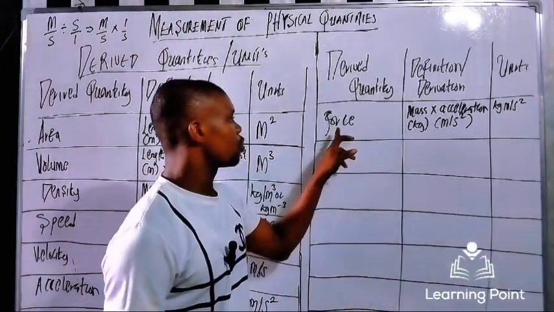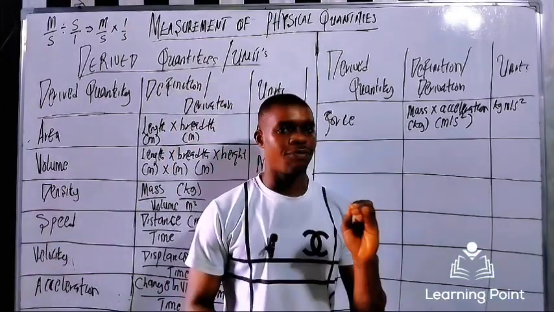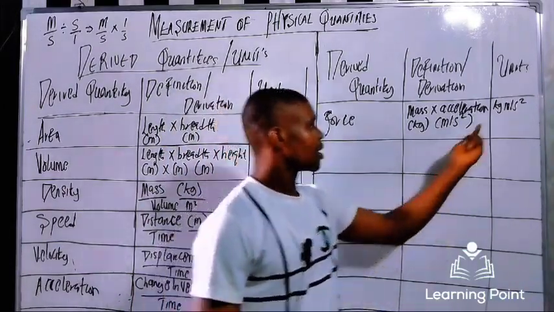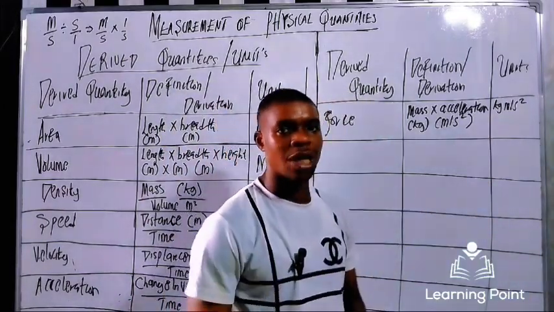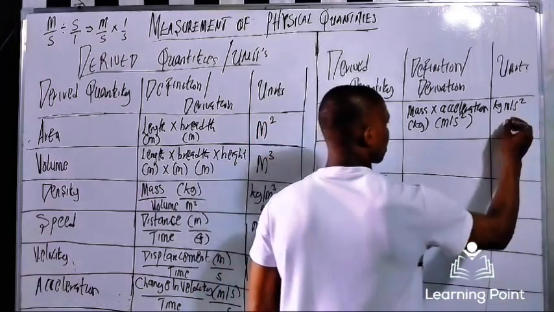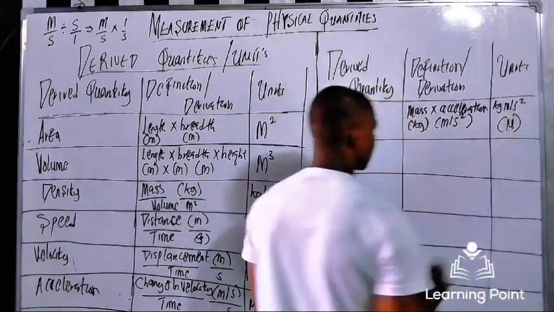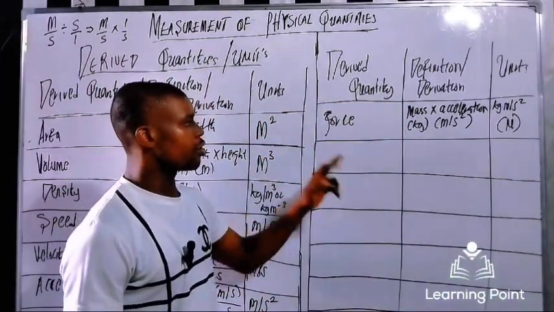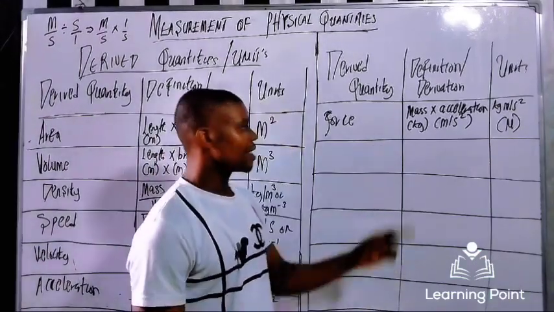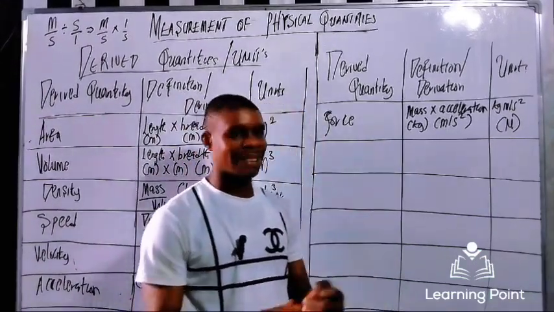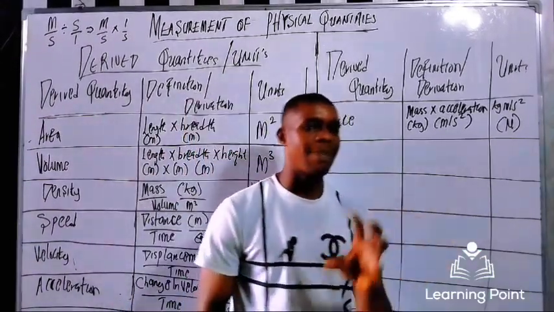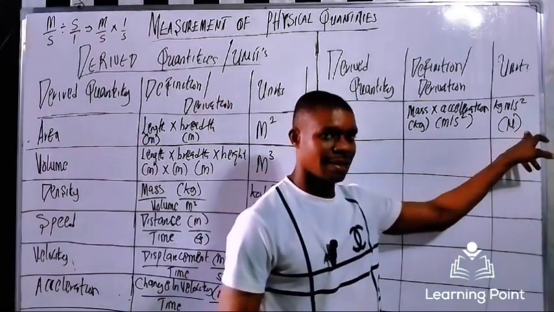Now another thing we want to look at here is that another unit of force is called Newton. So kg meter per second square is also known as Newton. Very important. So force is mass times acceleration. Mass is kg, acceleration is meter per second square, so kg meter per second square is the same as Newton.